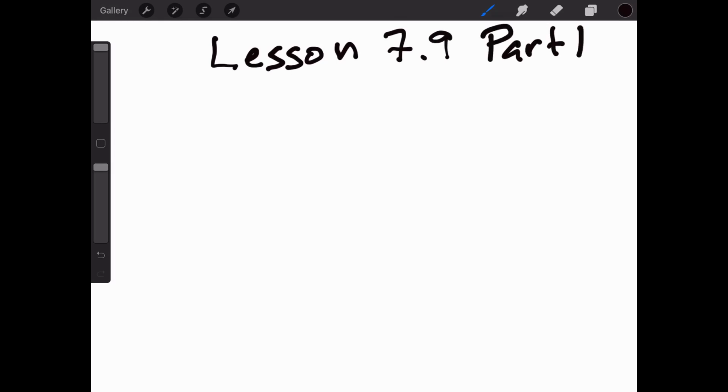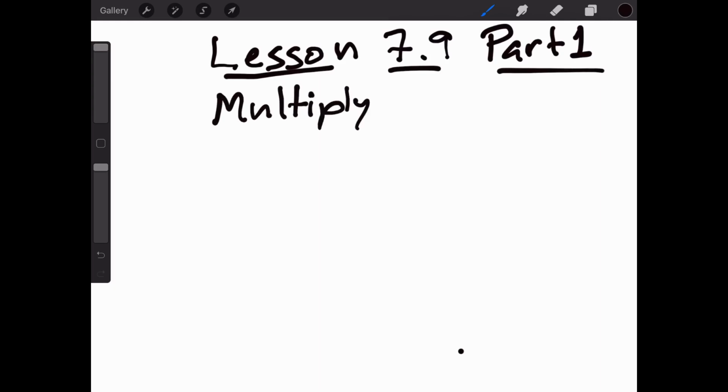We're going to be doing 7.9 in 3 sections, okay? This is 7.9 part 1, and that's what you'll have for this week. So lesson 7.9 part 1, what we're doing this week is we're multiplying fractions by mixed numbers and mixed numbers by fractions, okay?